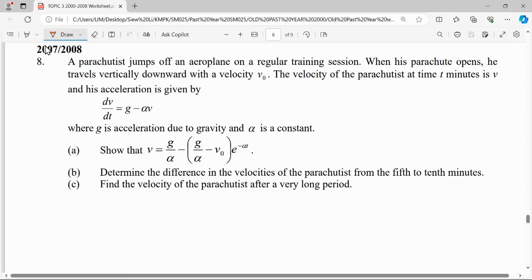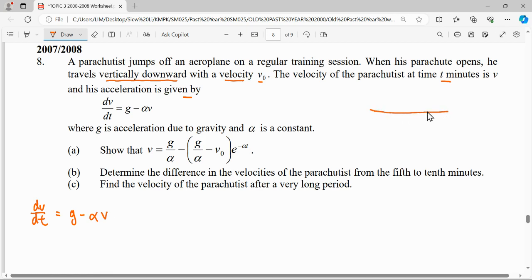Okay, so your question will be, a parachutist jumped off from the aeroplane on a regular training session. When his parachute opened, he traveled vertically downward with velocity v naught. The velocity of the parachutist at time t minutes is v, and his acceleration is given by dv/dt equals g minus alpha v.